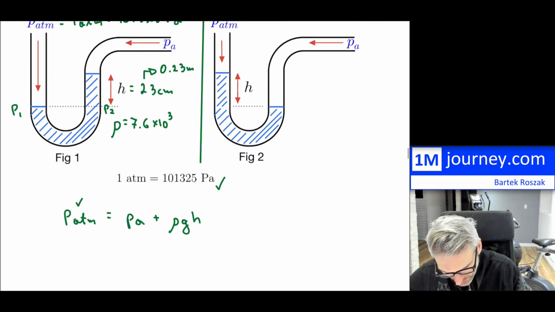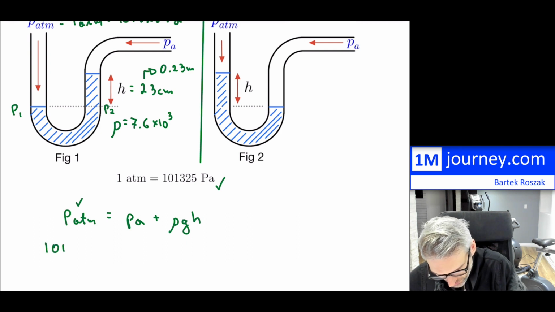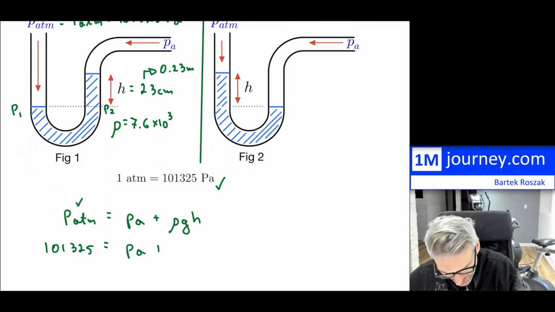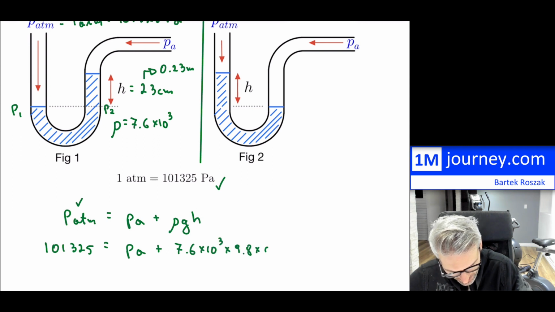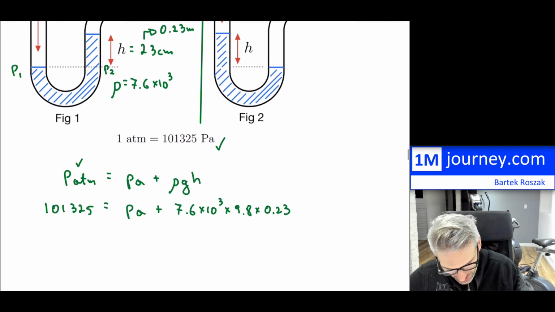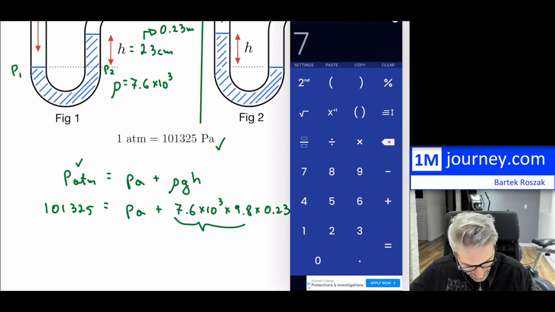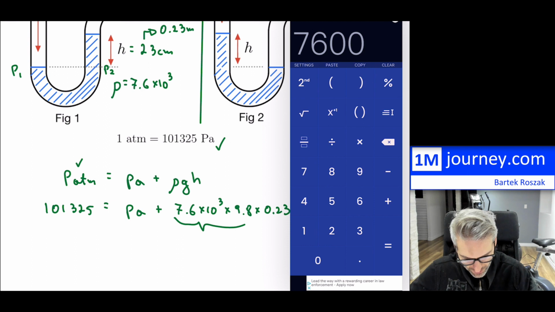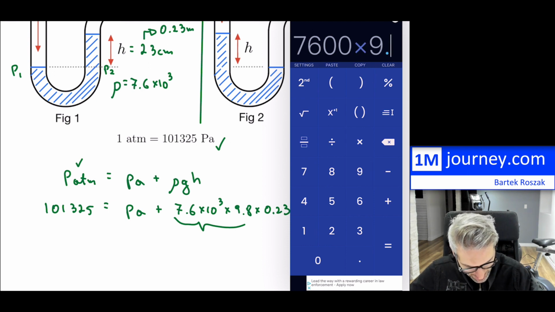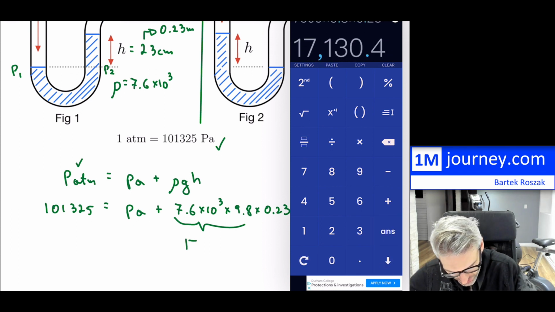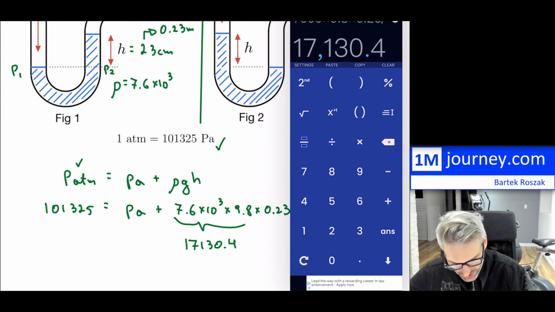So if you want to find this out, they give us the atmospheric one, which is 101,325. I want to find out what this is, but I do know the density, so this is going to be 7.6 times 10 to the 3 times 9.8 and then times 0.23. So let's see what all of this is. I'm going to get rid of the scientific notation: 7600 times 9.8 times 0.23. So we have all of this pressure right there, just from the fluid.